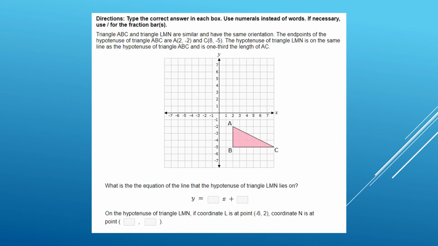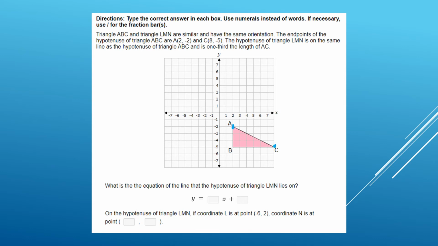Okay, type the correct answer in each box. Use numerals instead of words. Okay, so this one says triangle ABC and LMN are similar and have the same orientation. The endpoints of the hypotenuse of the triangle are at (2, -2) and (8, -5).